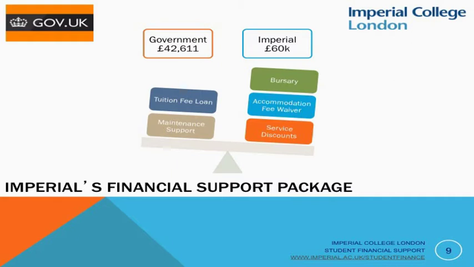But at Imperial, we recognise that it is a lot more expensive to study in London. So we've actually got our own Imperial package, and that is capped at £60,000. And for that, we offer a bursary, accommodation fee waiver, or other form of service discount.